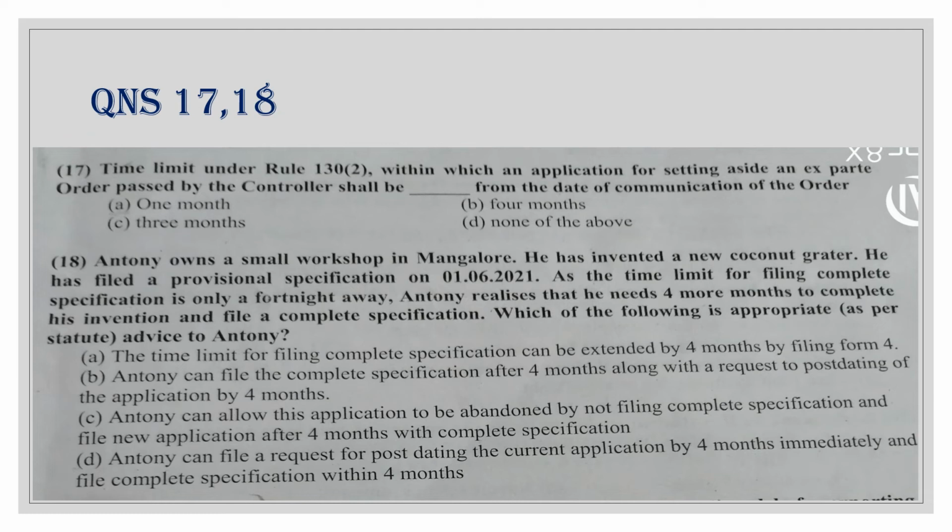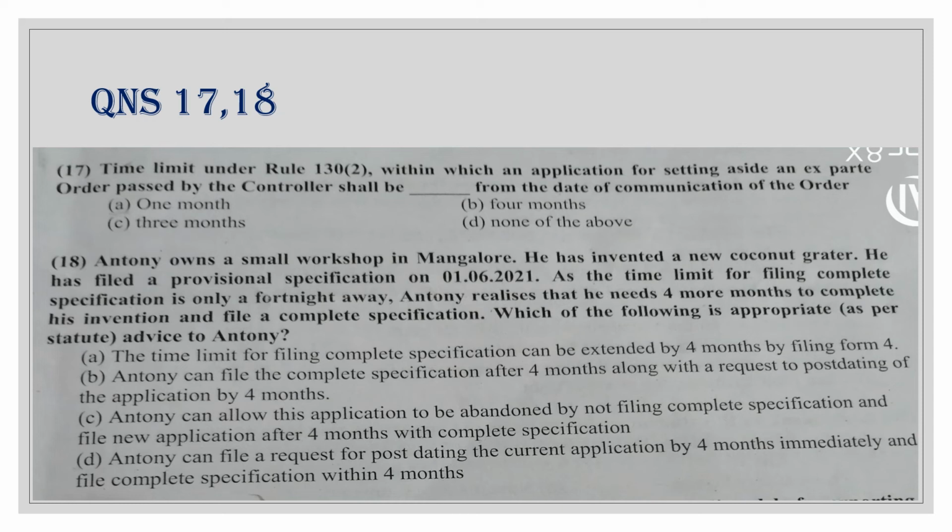Now friends, you can very well point out a term here, "4 months immediately", and this is the keyword, because if he wants to file the request for post dating, it must be done immediately. So the correct option is option D. Okay, so the answer will be option D only. I'm just analyzing the question for you.